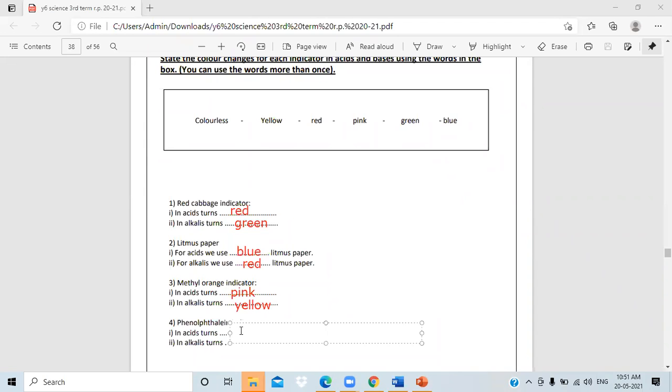In acids, what happens? I'm trying to remember. It turns colorless, dear. Okay, and in alkalis, it turns what? Pink. Okay. Now we need to open the next page and the last one, which is page 39.